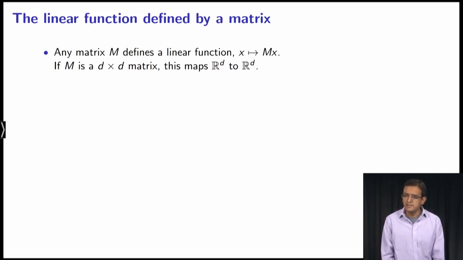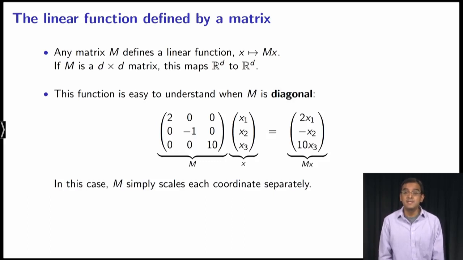So, it's a linear function, and we've seen examples of this, but what exactly is this function doing? It's hard to visualize or imagine what this transformation is from one d-dimensional vector to another. But there's a special case in which these transformations are actually very simple to understand, and that is when the matrix is diagonal. Here we have an example of a diagonal matrix, a 3 by 3 matrix.